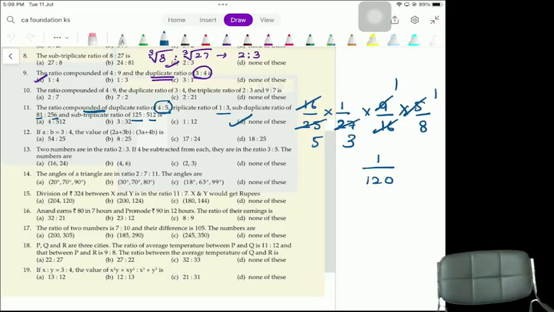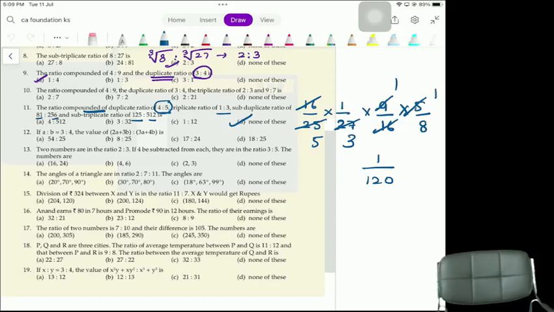Duplicate of this is what? 16 by 25. 4 is to 5. Duplicate is what? 16 by 25. Triplicate is what? 1 is to 3. 1 by 27. So I multiplied. Subduplicate is what? Square root. Square root of 81 is 9. Square root of 256 is 16. Subtriplicate means what?